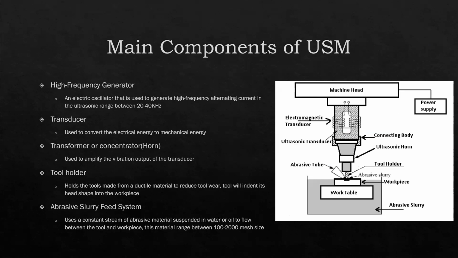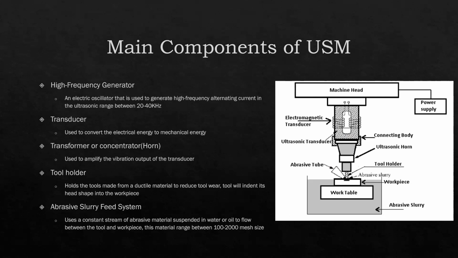This is then fed into the transducer, which uses that electrical signal and converts it into mechanical energy. So it converts the electrical into an oscillating up and down movement. The transformer or concentrator slash horn is used to amplify the vibration output from the transducer. And then the holder is attached to that and it attaches to the tool.